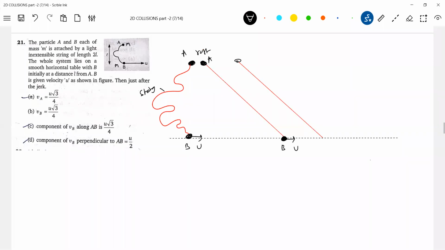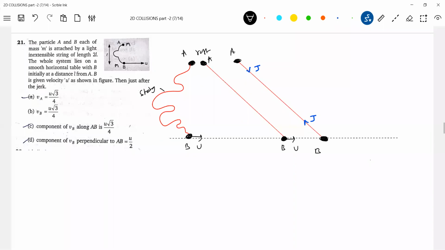First problem, and I'm just giving a set of diagrams, so you should really manage things. The string will become taut. Suddenly the string will be jerked and an impulse will be set up. And what this impulse will do to the particles A and B is what we have to check now.